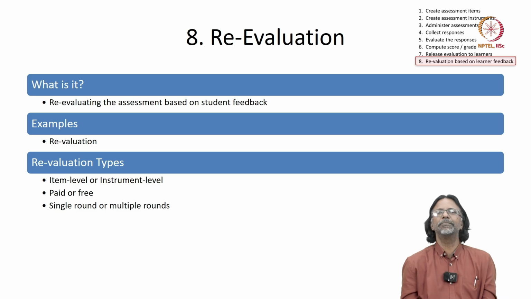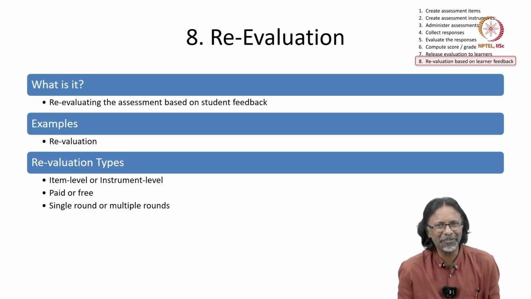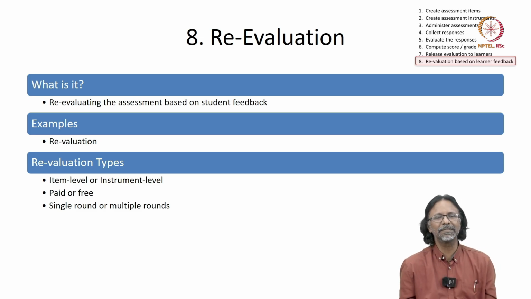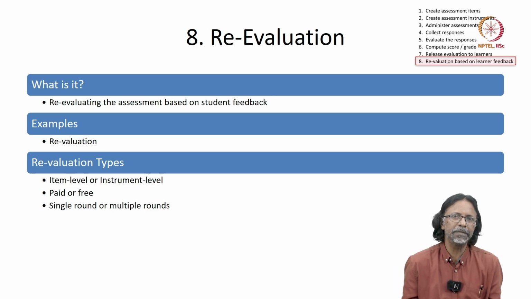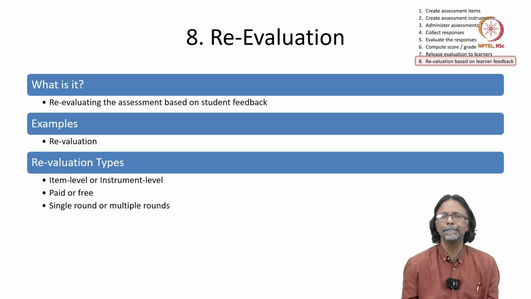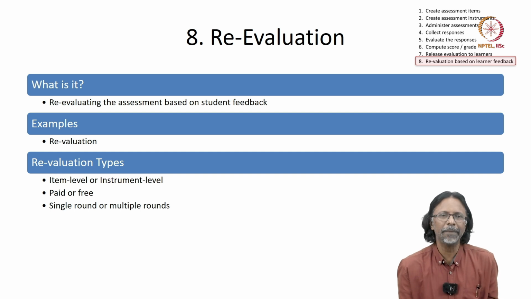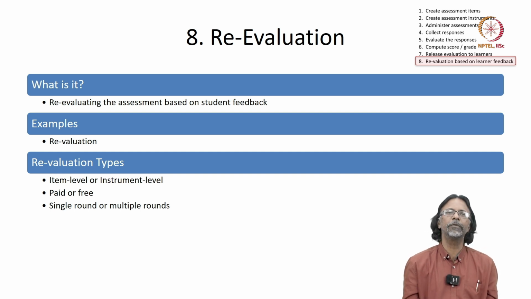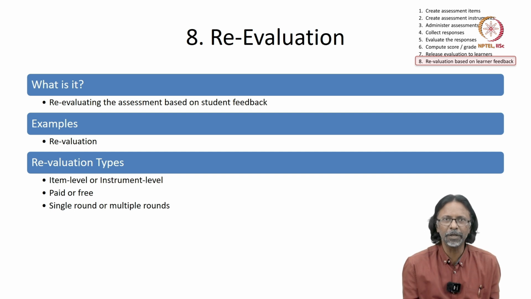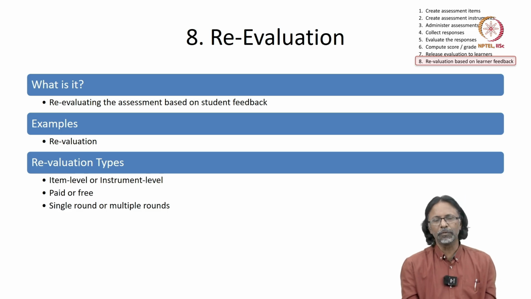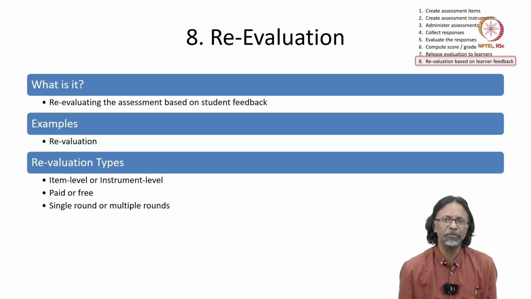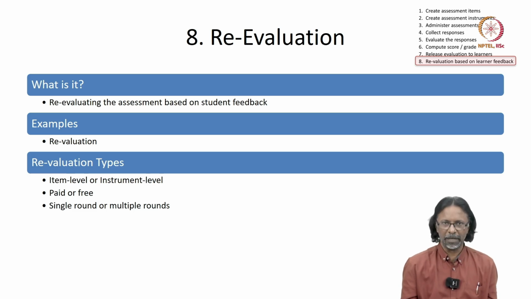Last but not the least, which is usually forgotten and not factored in, is the possibility or the need to give opportunities for re-evaluation. So this is tightly coupled to step 7, right? So how much of it have you released? Depending upon how much you have released, there may be a need to give the opportunity for re-evaluation.